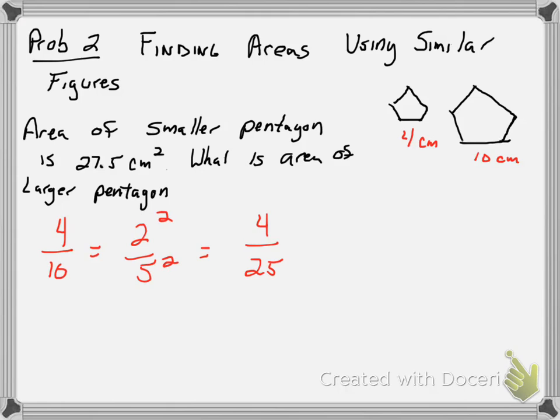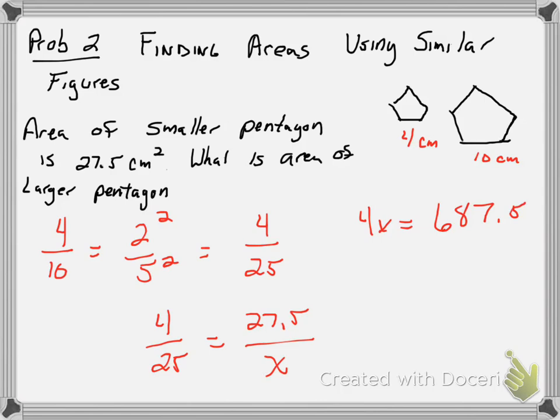So as we have the 4 over 25, that's going to be equal to, they give me the smaller one is 27.5, which is my area, over, let's call it x, the area of the larger pentagon. Go ahead and cross multiply, you end up with 4x equals 687.5. Let's divide by 4. X equals 171.875. So the area of the larger pentagon is about 172 centimeters squared.